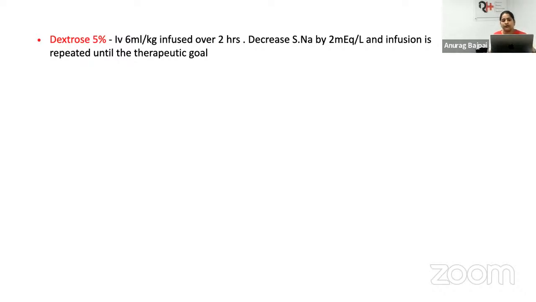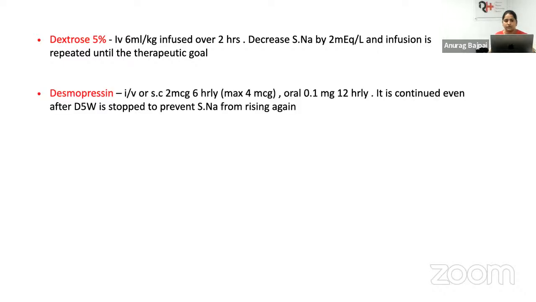What we do, we give the 5% dextrose, which of course is free water. We gave 6 ml per kg of IV fluid over 2 hours. Then we measure the serum sodium every 2 hourly, and then we decide the next dose of the free water dextrose. We give the desmopressin orally in this patient, 0.1 milligram 12 hourly, and it is continued even after the dextrose 5% was stopped to prevent the serum sodium from rising again.